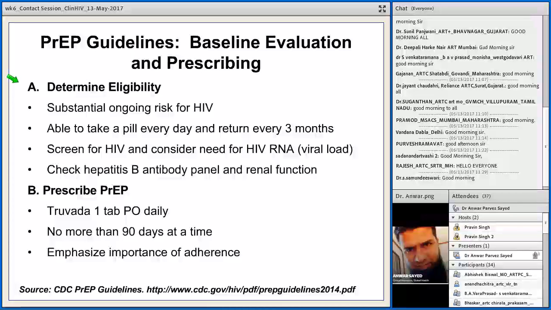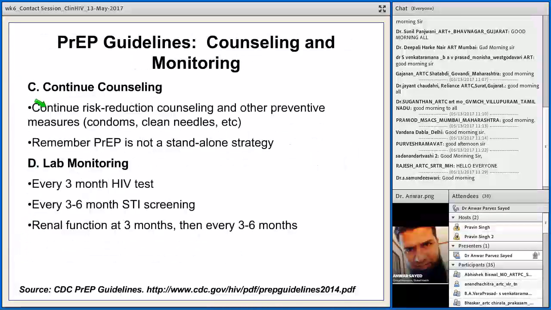Those people who do not want to take pills every day should not be prescribed PrEP, and 3 monthly follow-up is very necessary, again, to check other parameters regarding toxicities and also to see the adherence. Then screen for HIV before you initiate ART. We already saw what might happen if you don't screen: there will be a risk of resistance in those patients.